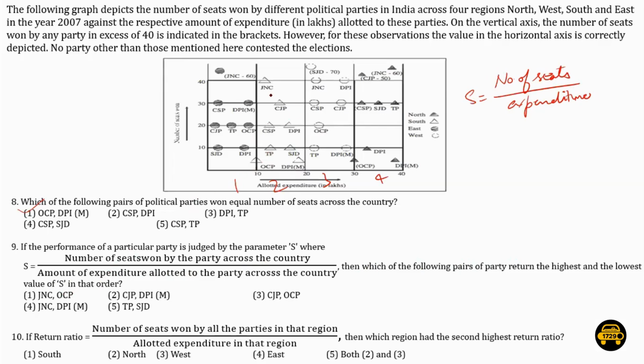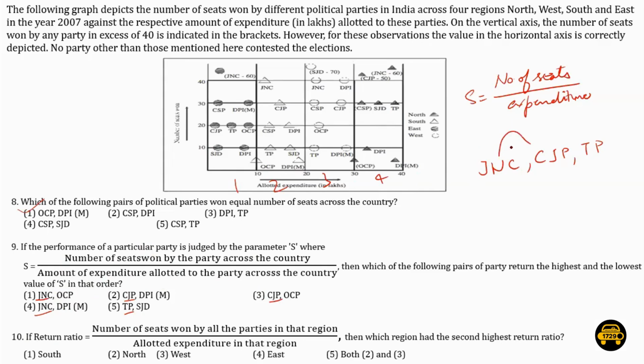There are two ways to go about it. One, we can check out the options and calculate the value of S for each option and then find out the answer. Or the other way is to do it by observation. Let's consider the options first. Based on all the 4 or 5 options given here, we can see that the maximum value of S can either be for JNC, or CJP, or TP. The first option tells about the maximum value of S and the second one tells about the minimum value. So across all the 5 options, we have only 3 contenders for the highest value of S.